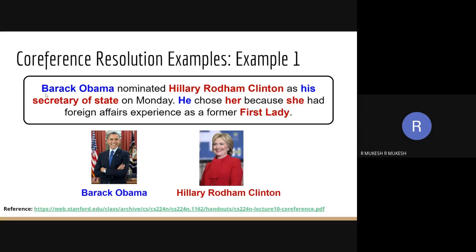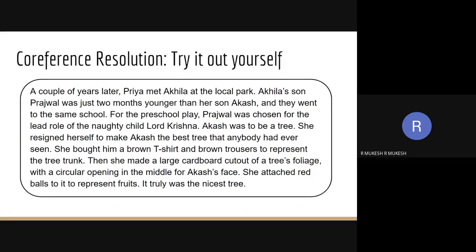So the sentence here is that Barack Obama nominated Hillary Rodham Clinton as his Secretary of State on Monday. He chose her because she had foreign affairs experience as a former First Lady. Here you can see that Barack Obama, his and he all refer to the same entity. Hillary Clinton, the Secretary of State, her, she, and First Lady all refer to the same entity, right? So being able to identify which of the entities are referring to the same thing is what co-reference resolution is all about, right?